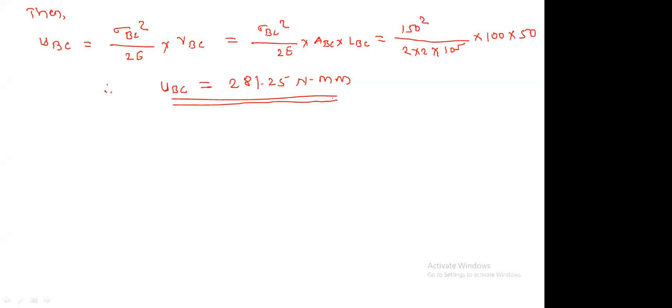281.25 Newton mm. So this is the strain energy stored in the second section, and it is different than section 1 and section 3. Why? Because cross-sectional areas are different. So please keep in mind, the amount of strain energy stored in the bar is varying according to the cross-sectional areas. And for the second section, it is 281.25 Newton mm.